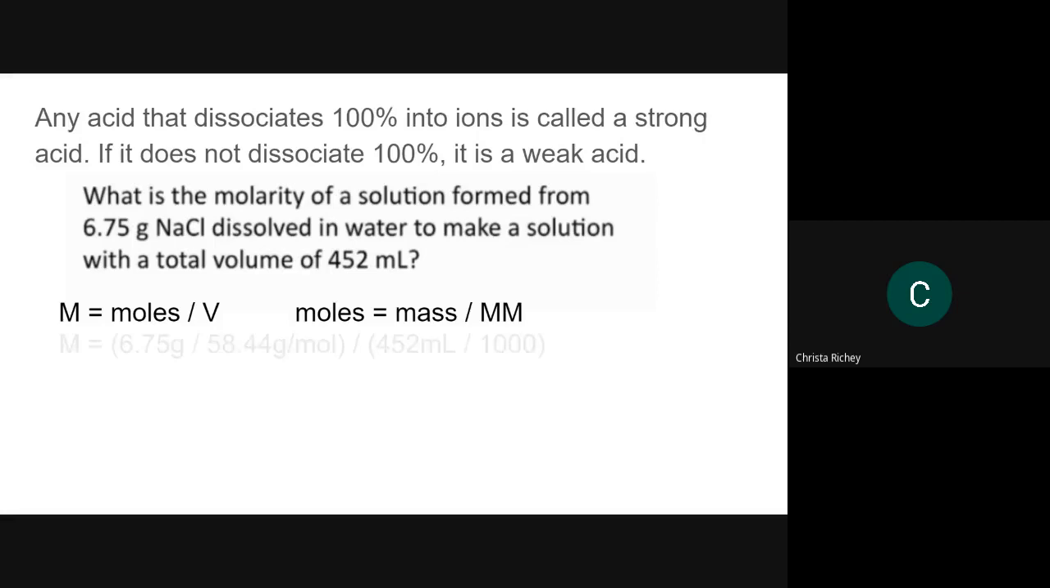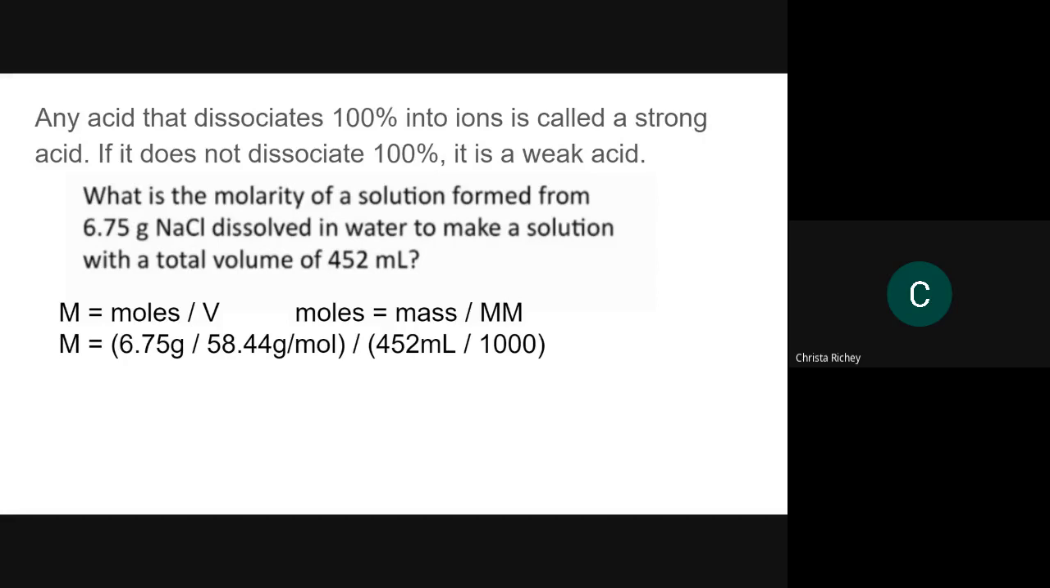Okay, I have a known mass of 6.75 grams. I don't have moles, I have grams. So I'm going to take my mass and divide it by my molar mass, which is 35.45 plus 22.99, if I'm remembering the periodic table right. I'm going to take my mass divided by the molar mass. That changes it to moles. I need to convert from milliliters to liters. And then I'm going to divide my number of moles by my liters.